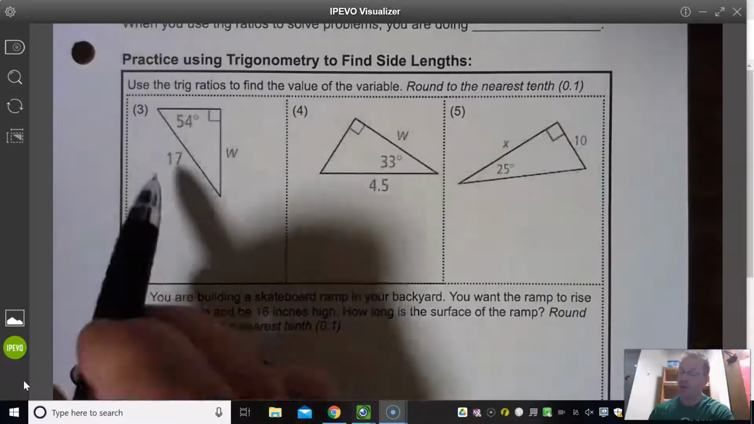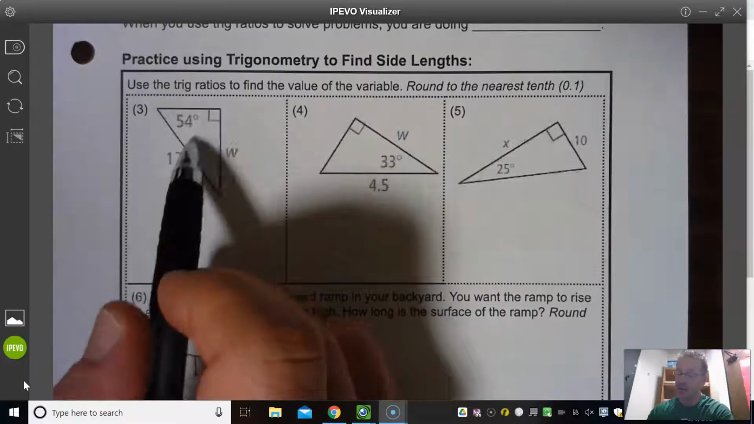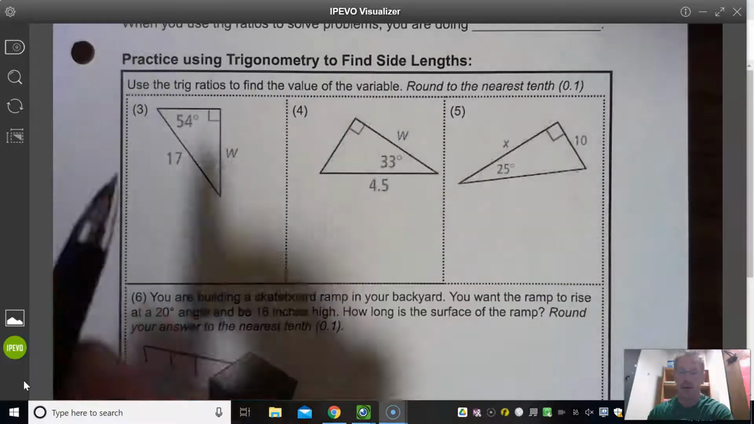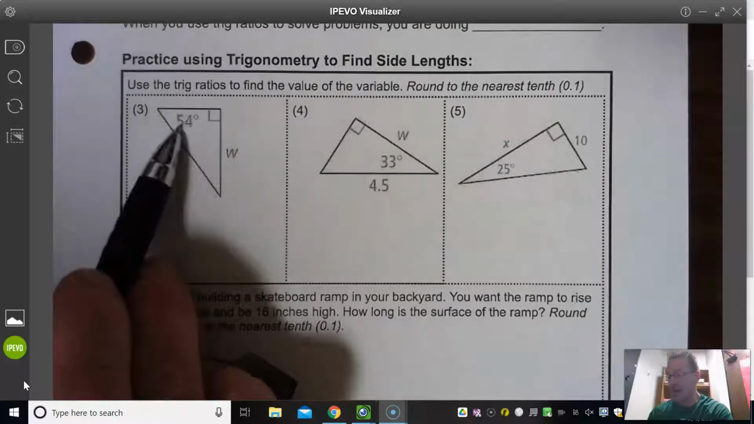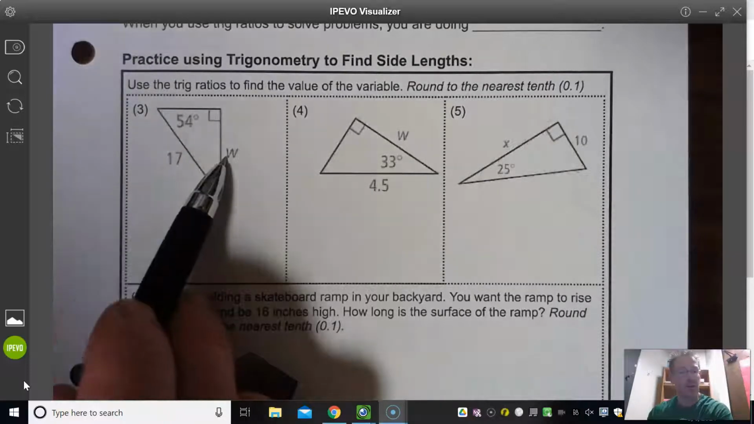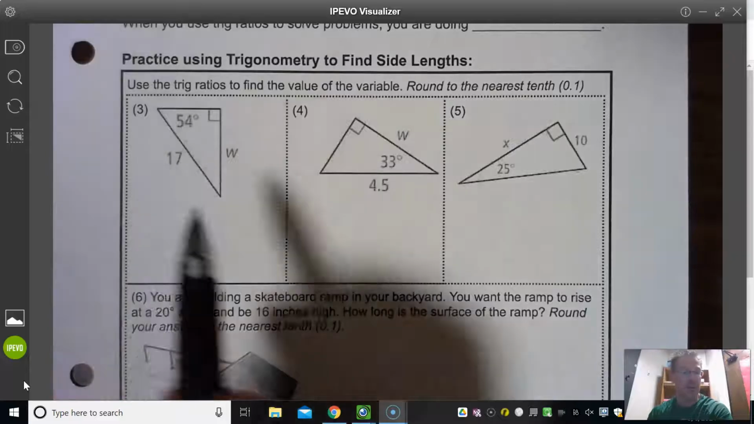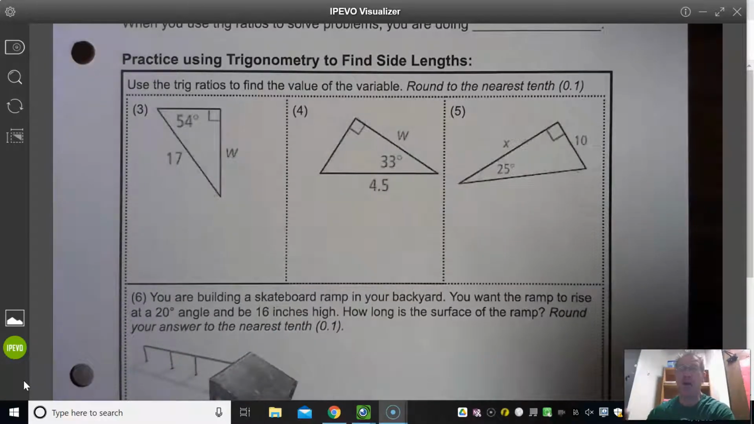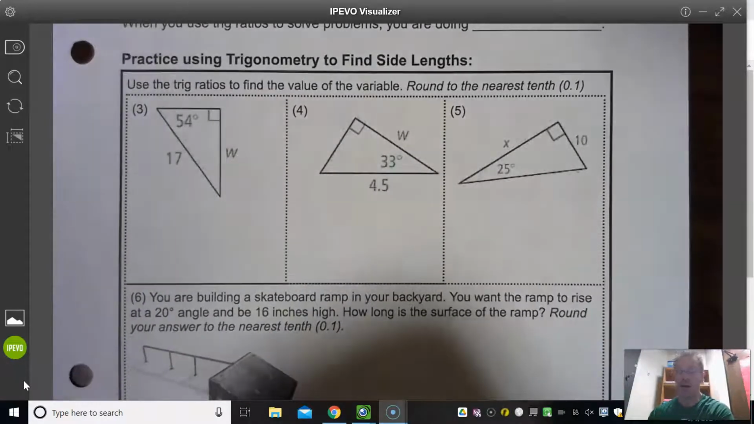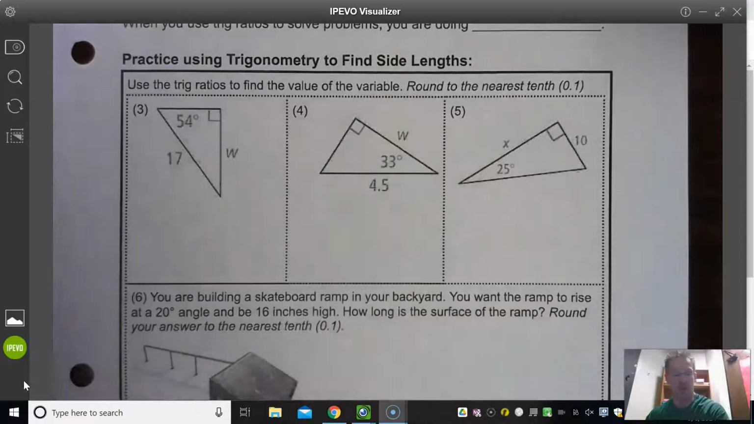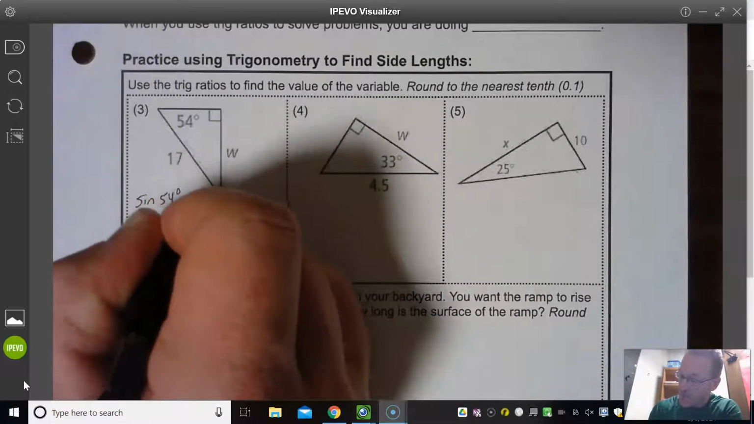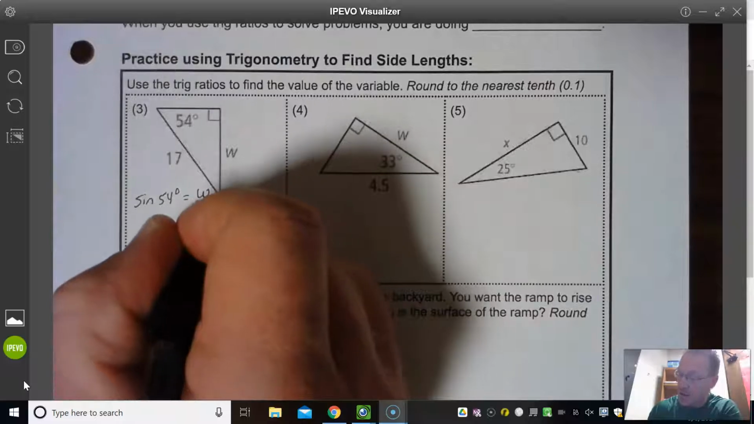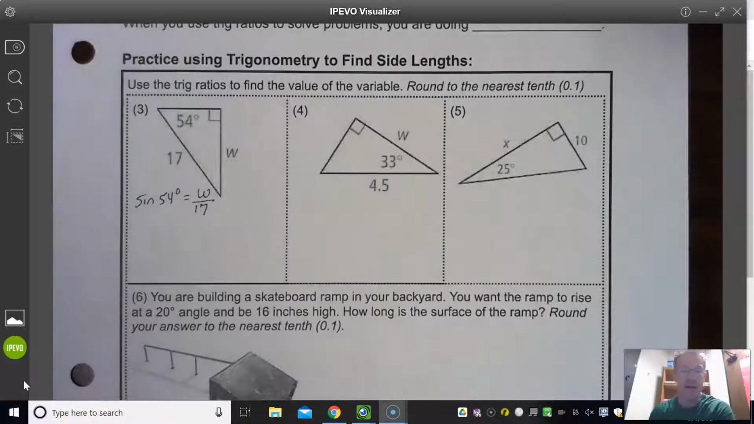So notice we know right away that 17 is the hypotenuse. Now, if I'm going to use this angle, which is 54, I have the opposite side, which is W. So I have the opposite side and the hypotenuse, which means we want the sine. The sine of an angle is opposite over hypotenuse. So I would say the sine of 54 degrees equals the opposite side, which is W, over 17.